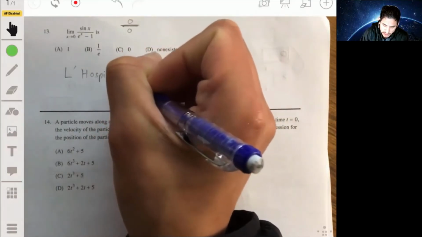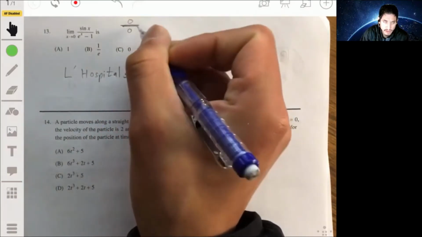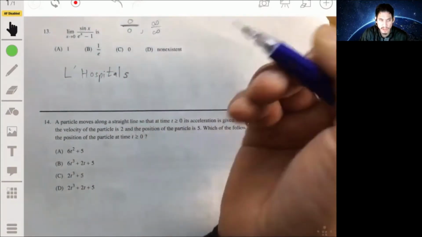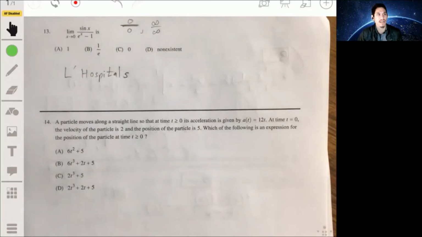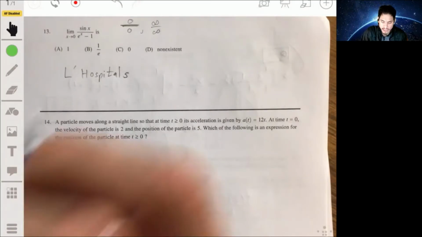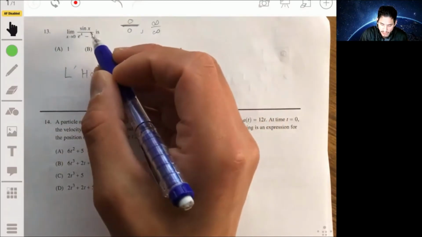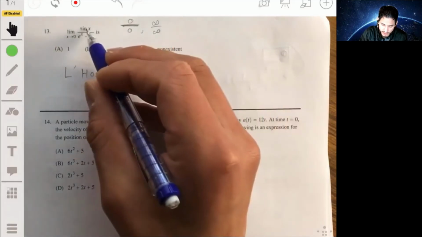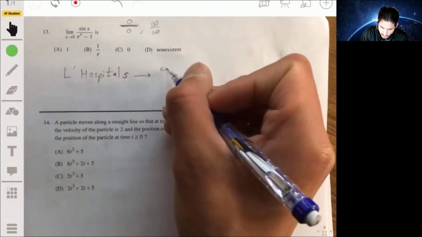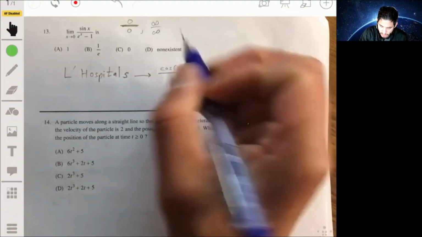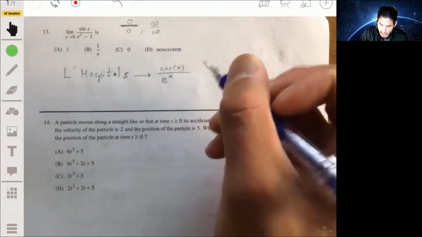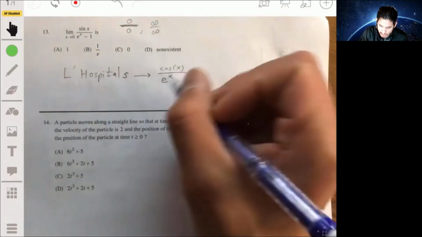So L'Hopital's rule basically says that when this occurs, when you get some form that's not a clear number, then you just take the derivative of the top and you take the derivative of the bottom and let's see what happens. So the derivative of sine of x will be the cosine of x. The derivative of e to the x minus 1 will just be e to the x. And now let's see what happens when you plug x equals 0 into there.